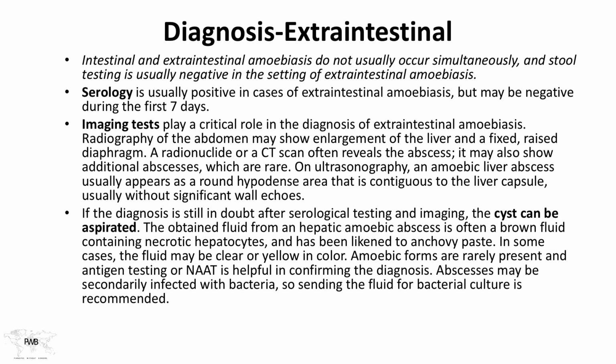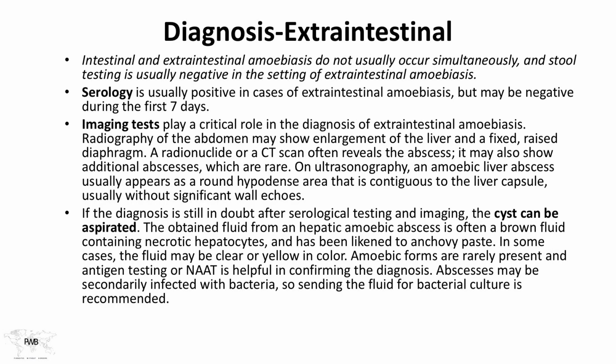Imaging tests play a critical role in the diagnosis of extraintestinal amoebiasis. Radiography of the abdomen may show enlargement of the liver and a fixed raised diaphragm. A radionuclide or CT scan often reveals the abscess. It may also show additional abscesses. On ultrasound, an amoebic liver abscess usually appears as a round hypodense area that is contiguous to the liver capsule, usually without significant wall echoes. Now, if the diagnosis is still in doubt after serological testing and imaging, the cyst can be aspirated.